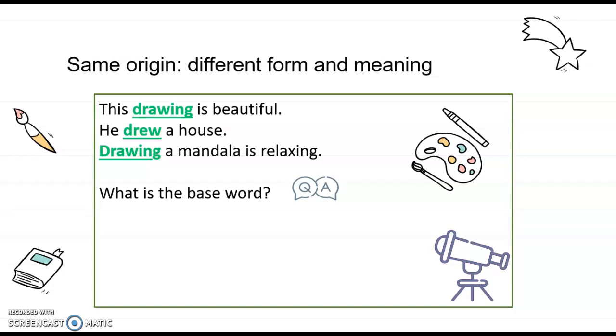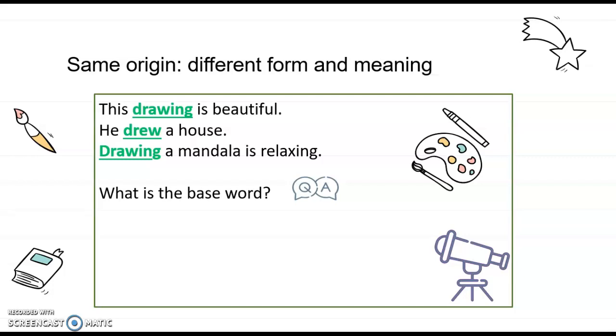What happens when the word has a different meaning and form, but it has the same origin? Look at these sentences. This drawing is beautiful. He drew a house. Drawing a mandala is relaxing. What is the base word? Of course, this is easy. It comes from the word draw.